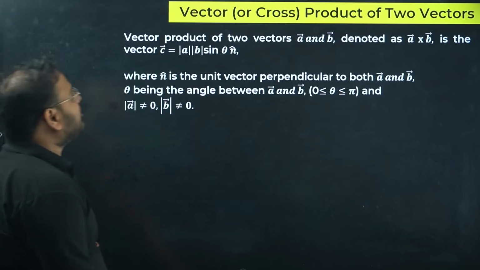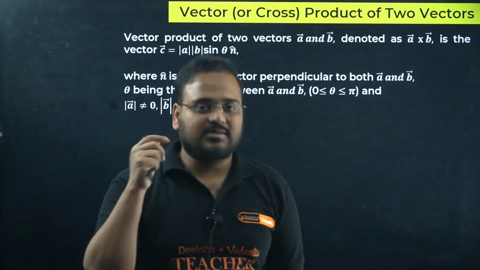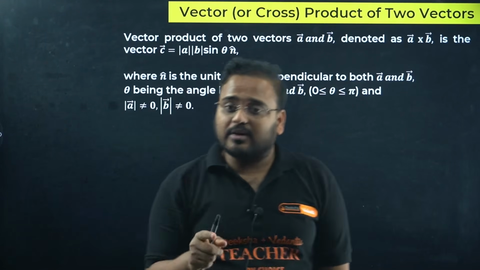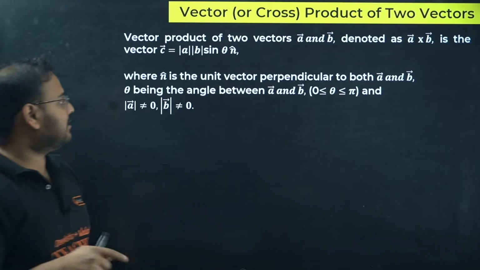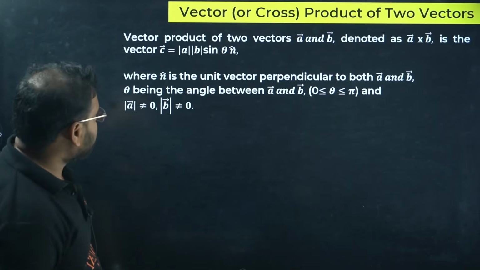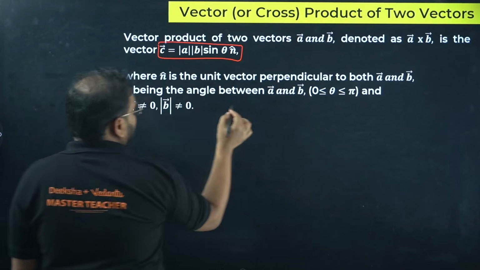Next, vector or cross product. The next concept is, the first one was very important, the dot product of two vectors. From there I got a result for projection of perpendicular vectors. Now we're going to move on to what? Cross product, and we are here getting the result for parallel or collinear vectors. We'll see. Definition is this. Very important. This line is very, very important.